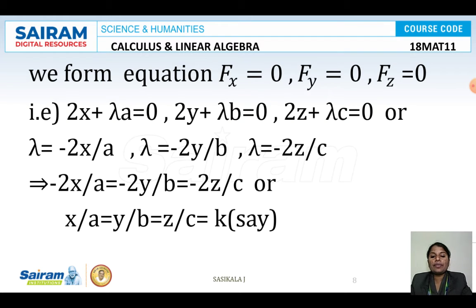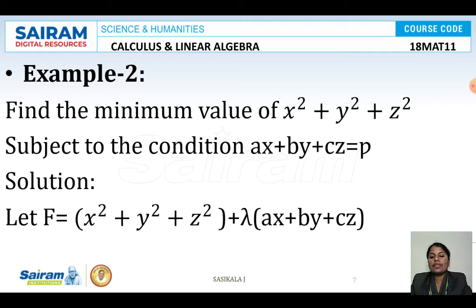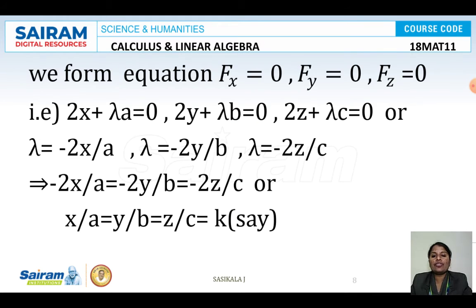So from this equation, differentiating with respect to x, it is 2x plus a lambda here. Similarly, 2y plus b lambda, 2z plus c lambda I will get. That's what has been written here. Now write it equal to 0. Make sure all the expressions are written in lambda so that we can combine and find the relations or the value.